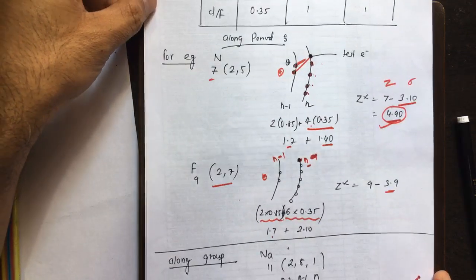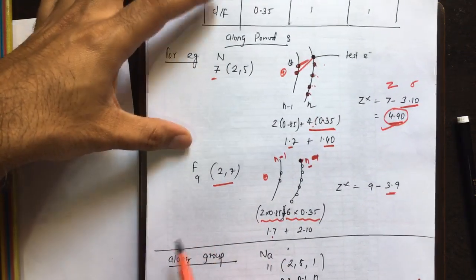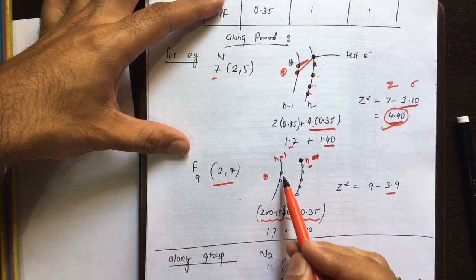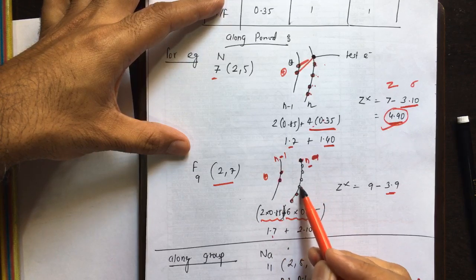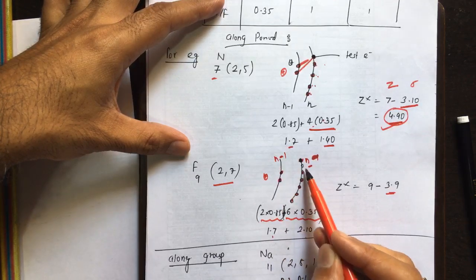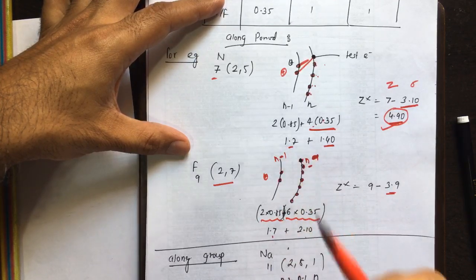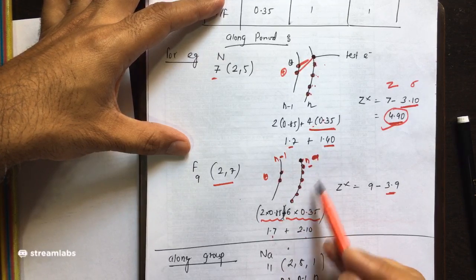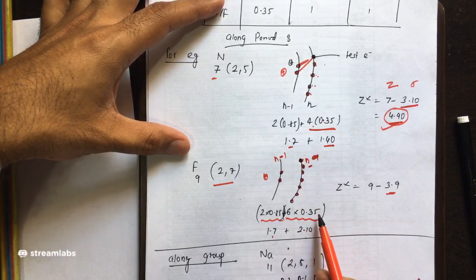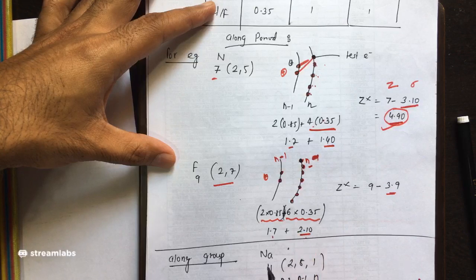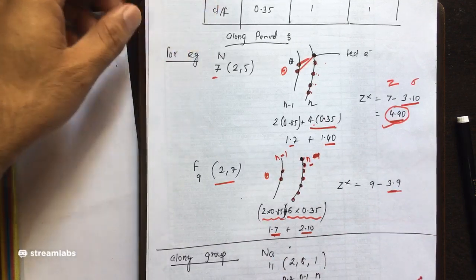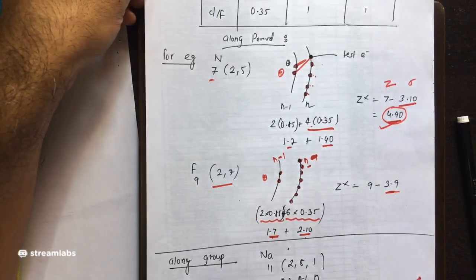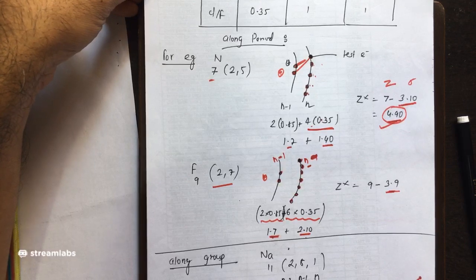Just check that. Fluorine, that is 2, 7. So this is 2 and this is 7. All the red color which I am marking is the electrons which are repelling that black electron. So how many are here? 6 into 0.35 is 2.1, and here 2 into 0.85 is 1.7. The total comes out to be 3.8. 9 minus 3.8, that is nothing but Z cross.